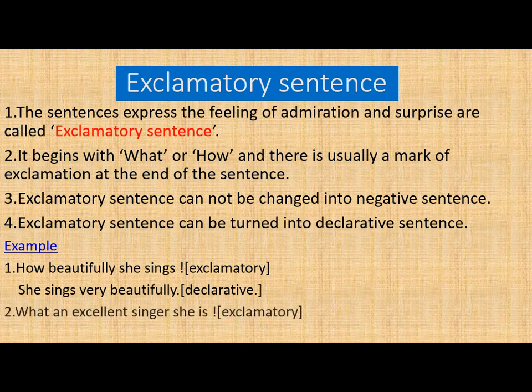What an excellent singer she is! Exclamation mark. It is an exclamatory sentence. If we change it into a declarative sentence, the sentence will be: She is an excellent singer. Look and try to understand, students. If there is "how" in the exclamatory sentence, we may write "very" in the declarative sentence, and if there is "a" or "an" or "what" in the exclamatory sentence, we may write "an" or "a". Okay, we may not write "very".